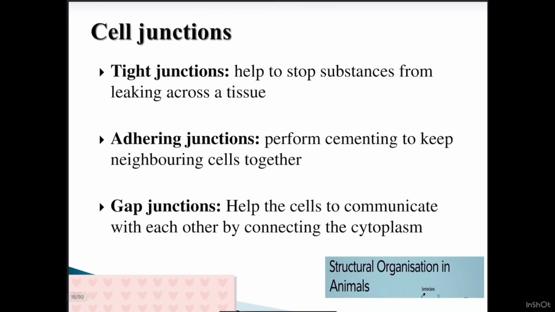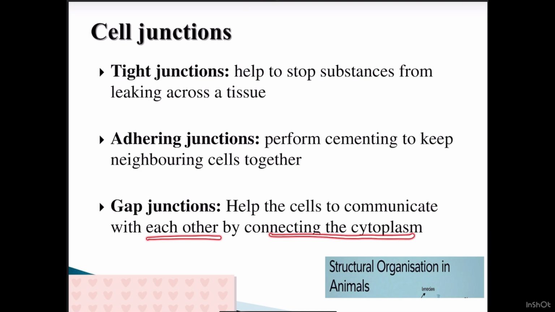And now cell junctions. There are three types of cell junctions. One is the tight junction. It helps to stop substances from leaking across the tissues. The second one is adhering junctions. Adhering junctions perform cementing to keep neighboring cells together. And the third one is gap junctions. Gap junctions can also be called communication junctions, which help cells communicate with each other by connecting the cytoplasm.